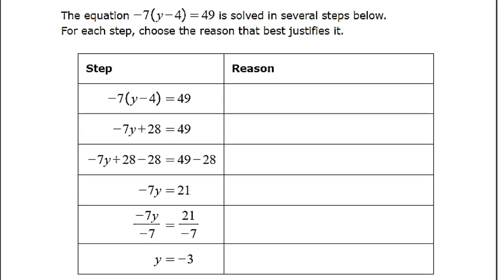First off, we are given this. That's our first step here. Now, how do I get from here to the next step? Notice what changes: from here to here, we distributed to both. So it's -7 times y, and -7 times -4, which gives us that distribution property.